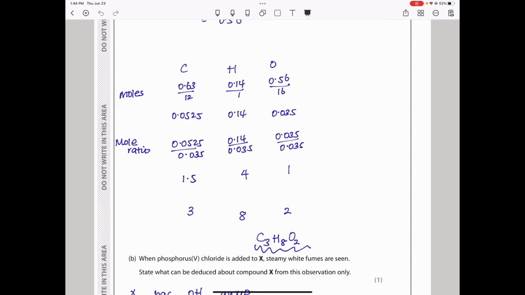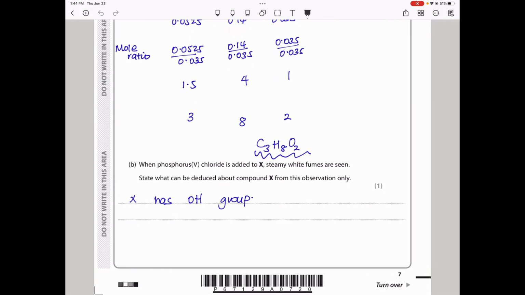Now, if you get a mole ratio which is in decimals, sometimes you have to multiply through to find a whole number ratio. So 1.5, we have to find the smallest whole number ratio, so we're going to multiply by 2 to create a 3. We have to do the same thing to all. So if you multiply this by 2 to get 3, you should multiply this by 2 to give you 8, and that by 2 to give you 2, giving us this as the final empirical formula of X.